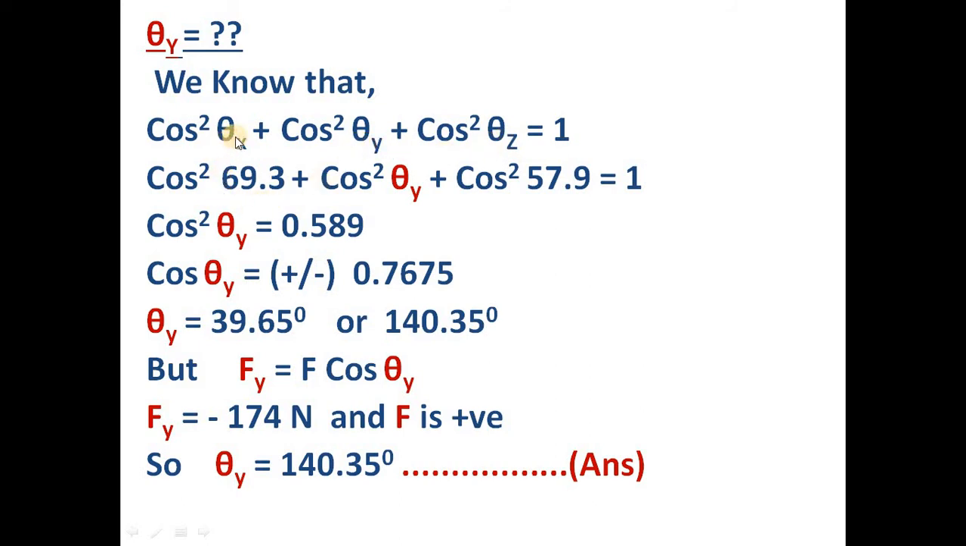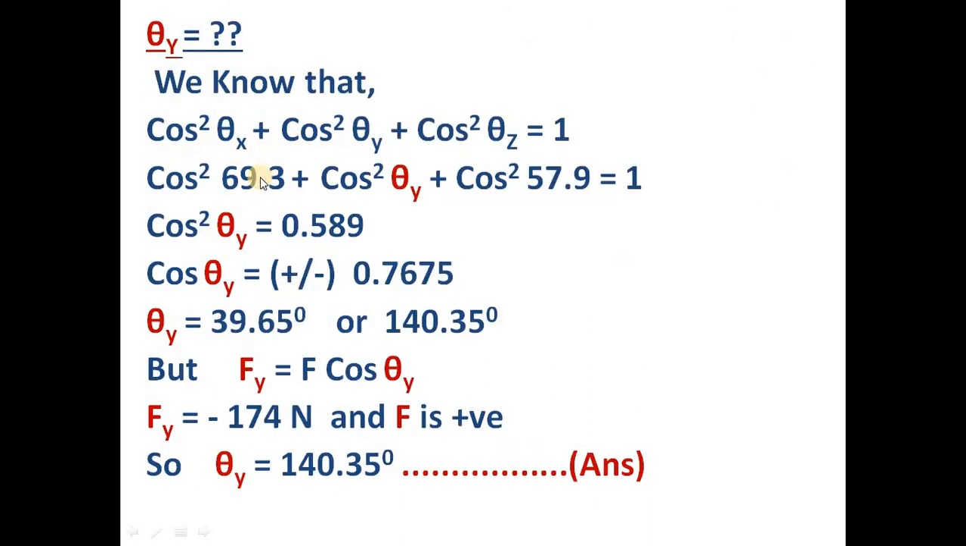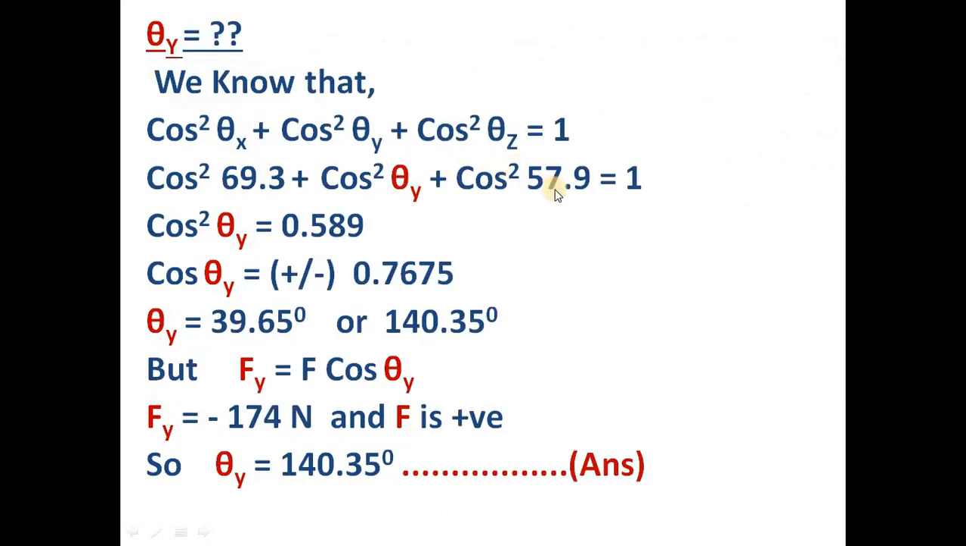Okay, you give those values. Cos square theta x, given in the problem, theta x is 69.3. Theta y is unknown, that we can find out. Then theta z is given as 57.9 degree. It is given here. Then solving this relation, we can find out the cos squared theta y.